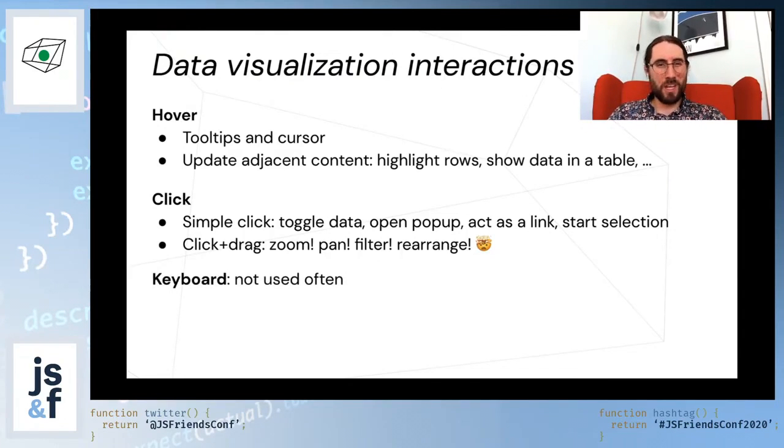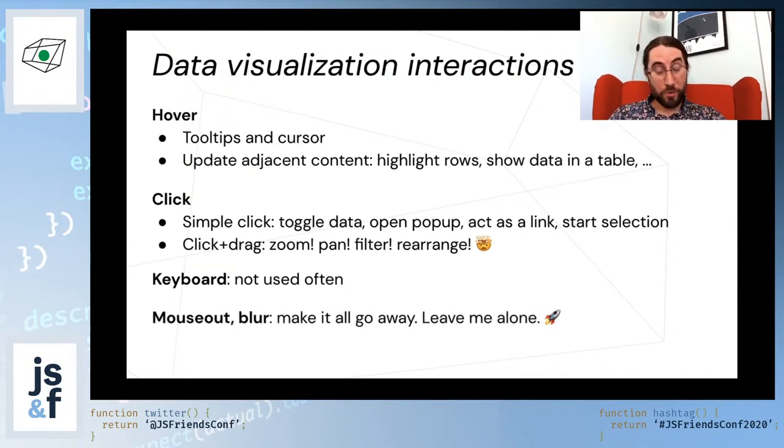Keyboards doesn't really come up a lot with data visualization. I can imagine in a very large chart, using the arrow keys to move around left and right, but I can't imagine a lot more. Mouse out and blur, those are really important. When you leave the chart, you want to make all of the chart chunk go away, all the tooltips and all that stuff. You don't want that hanging around.